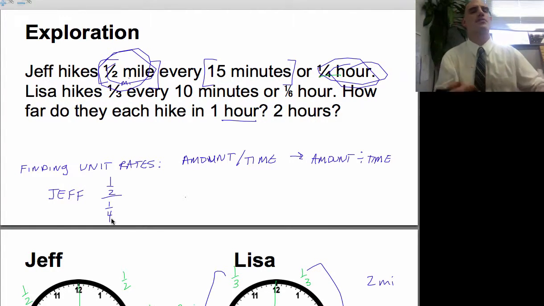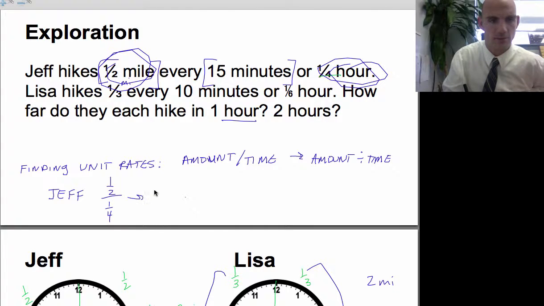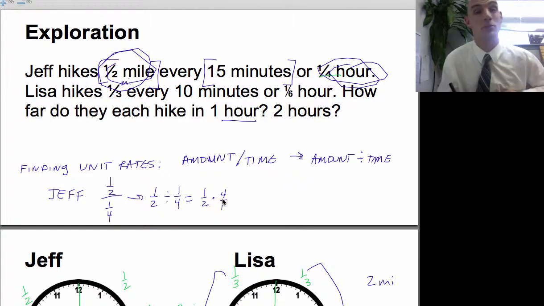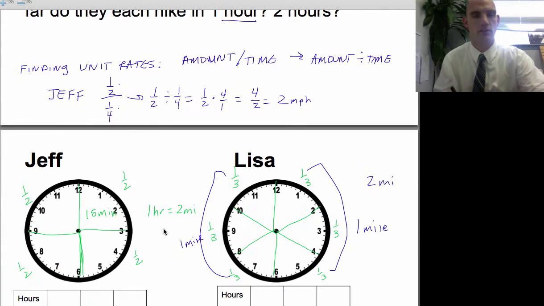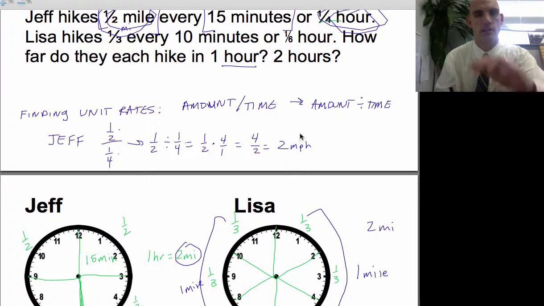Well, now I've got this complex fraction here, and I remember, of course, that dividing fractions means 1/2 divided by 1/4 actually equals 1/2 times 4/1, so multiplying by the reciprocal. And what I end up with is 4 over 2, which gives me really just 2, and this was miles, and this was hours, so miles per hour. Notice I got the same answer for Jeff, so 2 miles in 1 hour, so 2 miles per hour.